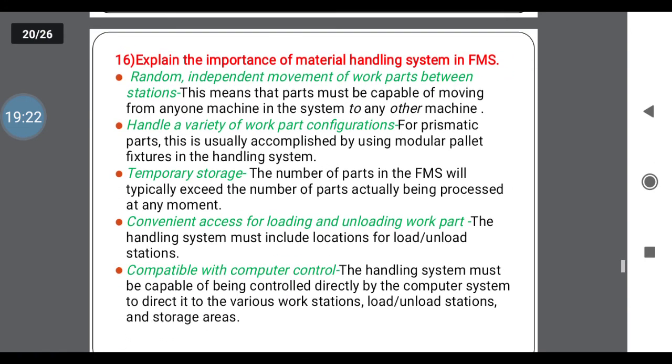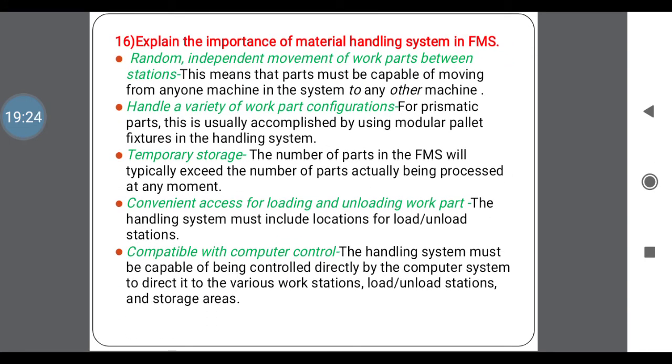Next one is explain the importance of the material handling system in FMS. There is some importance. First one is the random independent movement of work parts between the stations, meaning work parts move randomly in the system. Next, handle the variety of work part configurations. Next one is temporary storage, to store the work or products temporarily.